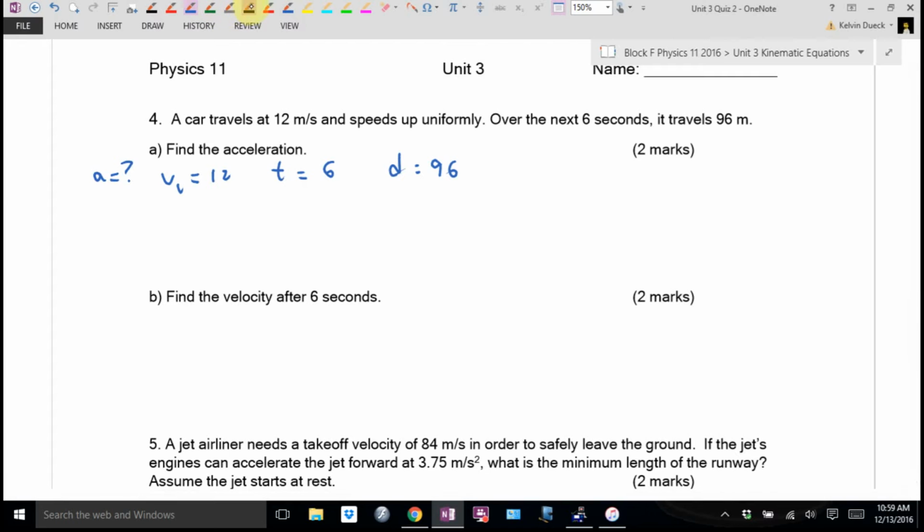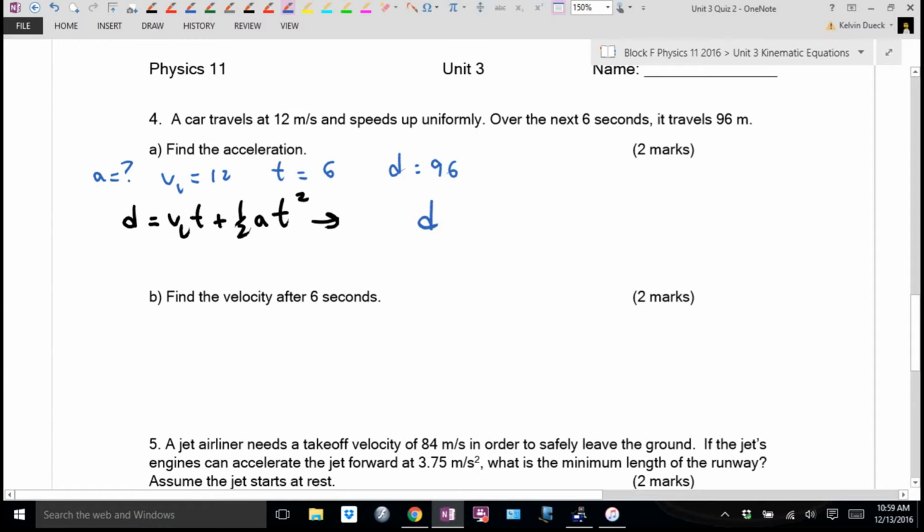I guess I'm going to use this one. D equals VIT plus a half AT squared. This one is about as tough as it gets. I'm going to be much more careful here. Kennedy, why am I trying to get A by itself? See it? That's going to drop down like a domino.